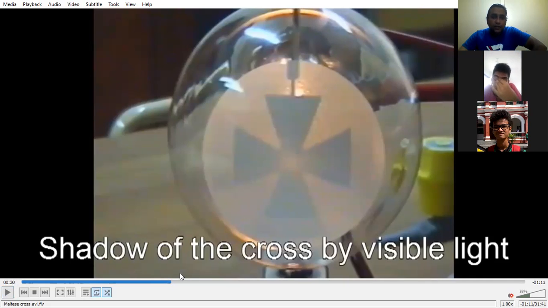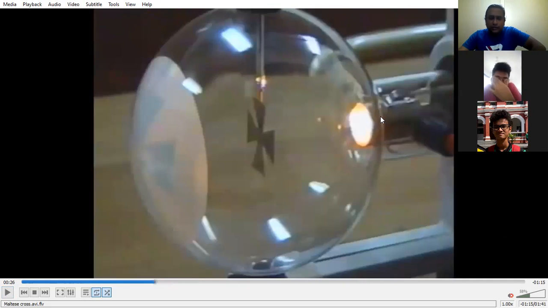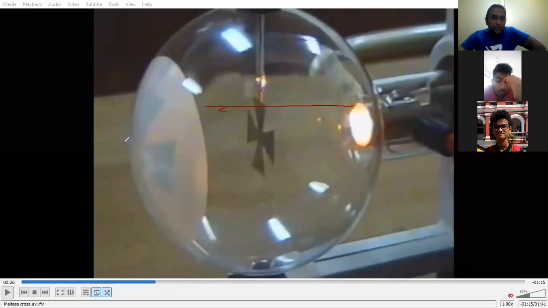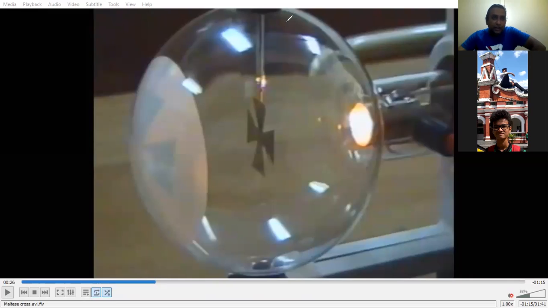Now why? Because the filament, other than producing electrons, also produces light. Light travels in a straight line. So since light travels in a straight line, the light cannot penetrate the cross here. That's why we're able to see the shadow, the shadow of the cross on the screen. So if you only on the filament, you'll see a shadow because light travels in a straight line. Okay, next.